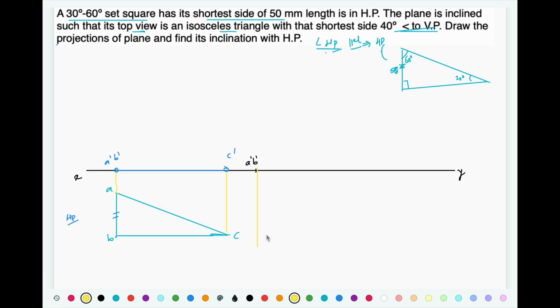Okay, I'll project that A dash, B dash vertically downward. Now the surface is inclined to HP, so I'm supposed to draw one line inclined to HP at some angle, but that angle is unknown, so I cannot draw this front view. So instead of front view, let's say if we can draw top view. So project the points for the top view. So this is going to be A1, this is going to be B1.